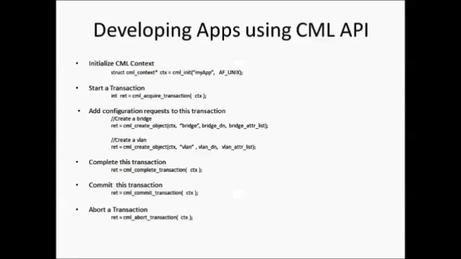Here you need to pass your application name, which could be anything, XYZ, and the type of transport you want to use. In case your application is going to run on the device itself, it could be a Unix domain socket. If your application is supposed to run outside the device, somewhere else in the network, then you can use TCP as the transport while initializing the CML context. Once the CML context is initialized, it returns a CML context structure which needs to be passed in every subsequent CML API call.